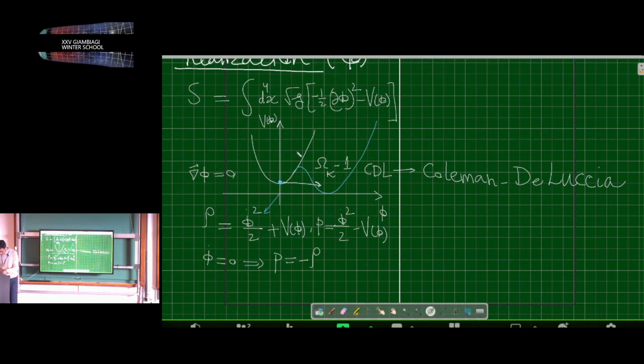And as a result, this proposal doesn't work. It's not phenomenologically viable, but we can modify it in a simple way to make it viable. So instead of having, maybe this is. Instead of having a scalar field that is, yes?